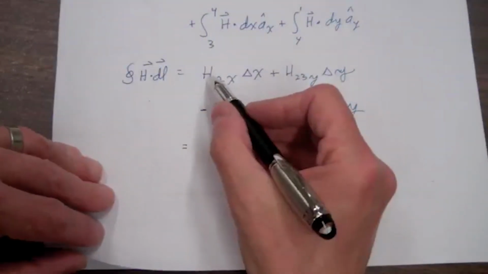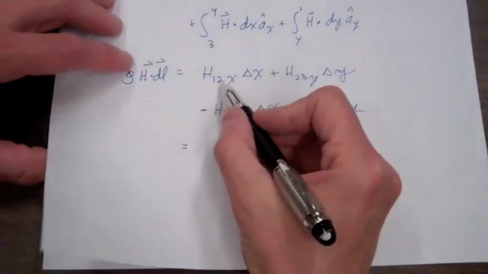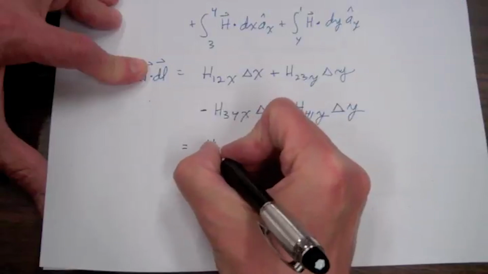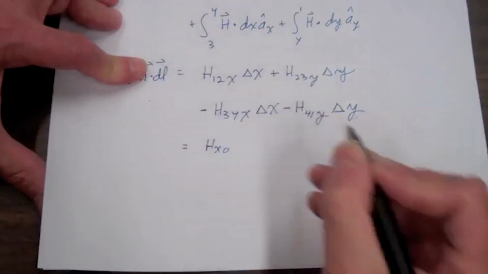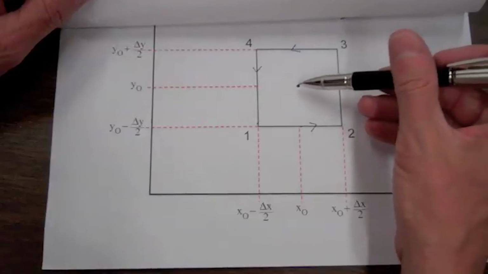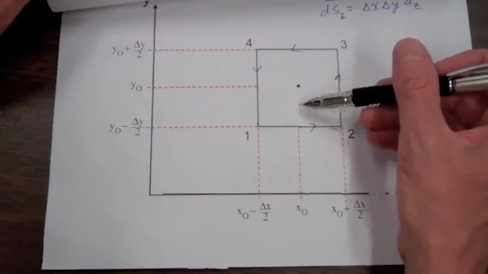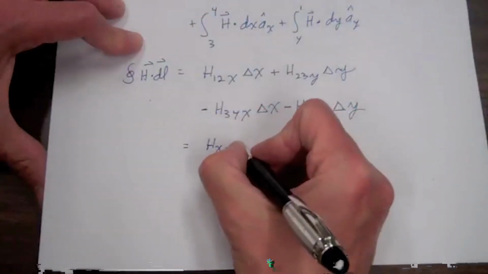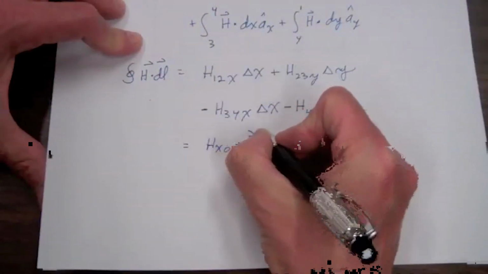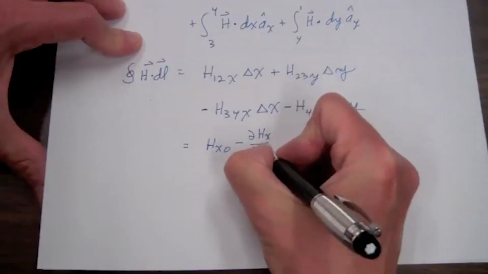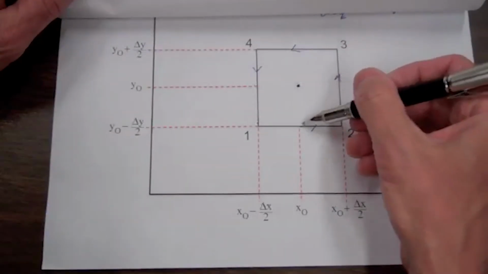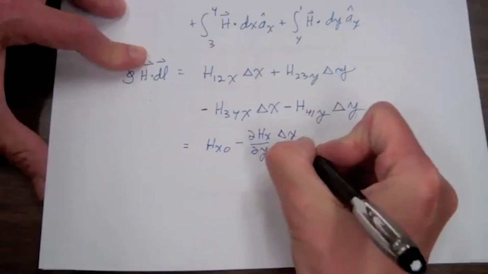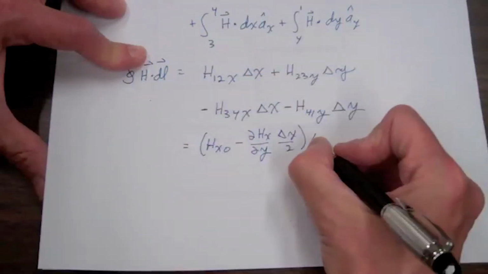Our estimate of h in the x direction on line segment 1 to 2 will be the value of h in the x direction at the center of this square, and since we're moving in the minus y direction to go from the center to line segment 1, 2, we will subtract off from that the partial of h in the x direction with respect to y times the distance we've moved in the y direction, which is delta y over 2. And then times our delta x.